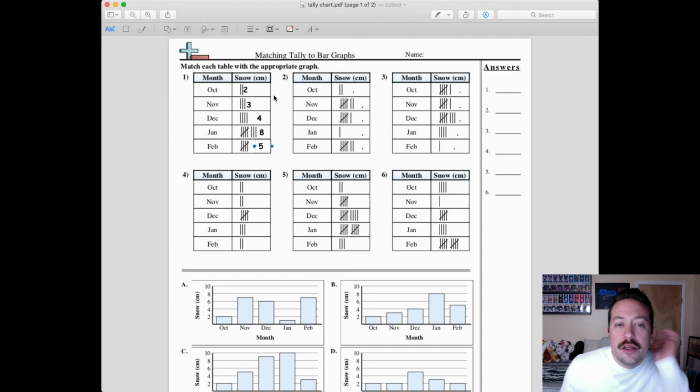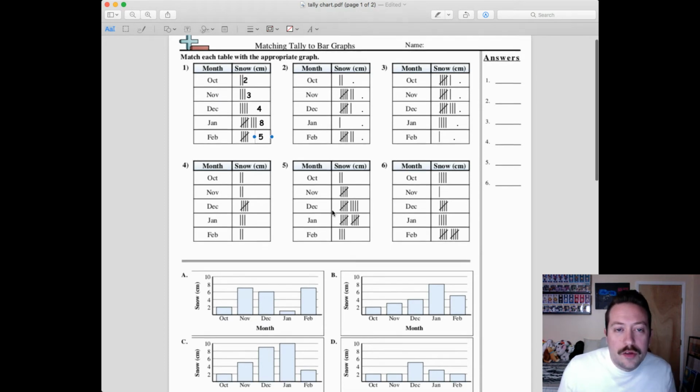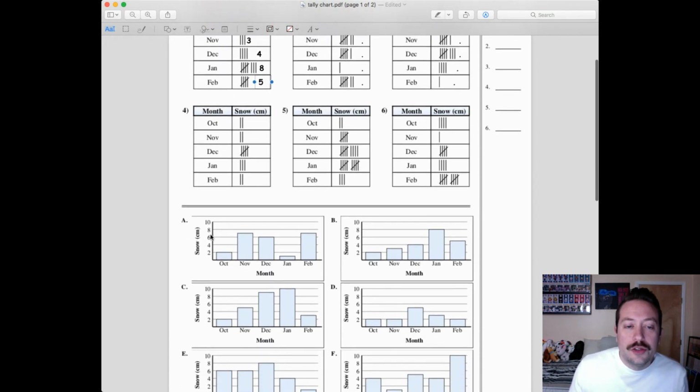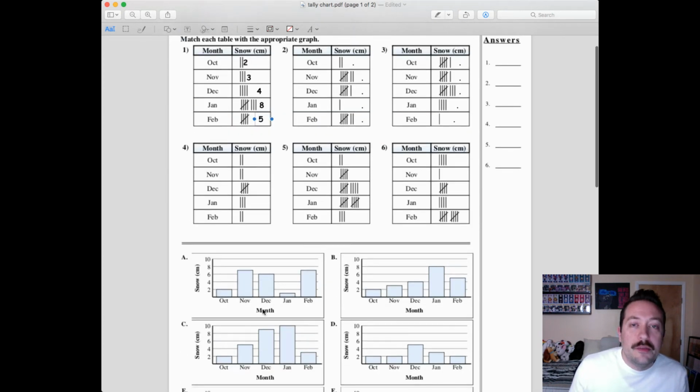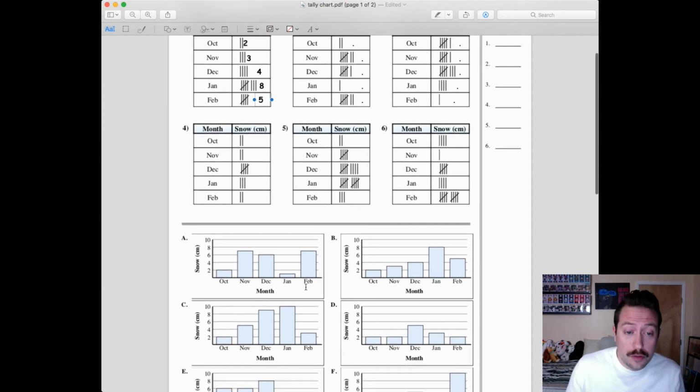So now what I need to do is go down here to my choices. So we have A, B, C, D, E, and F. I need to find the bar graph that matches the totals of this tally chart, okay? So I'm going to go one at a time. I'm going to look for charts that have 2 centimeters for October, okay?